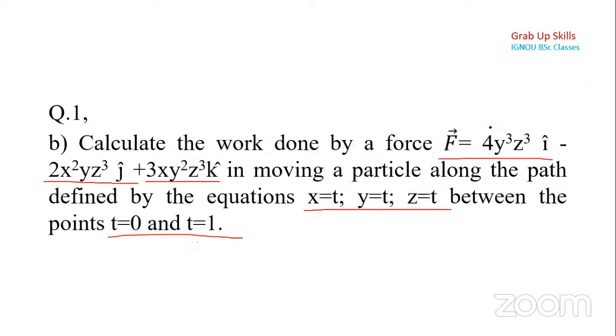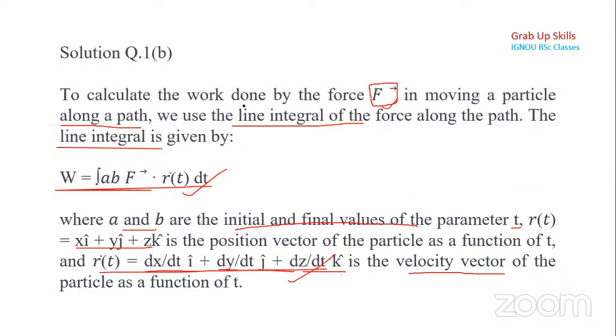Calculate the work done by a force, this is the equation, in moving a particle along the path defined by the equations. These three are the equations, and then two time intervals are given. In order to calculate the work done by the force F vector, first we need to use the line integral of the force along that path. What is the formula for that? This is the formula for the line integral.